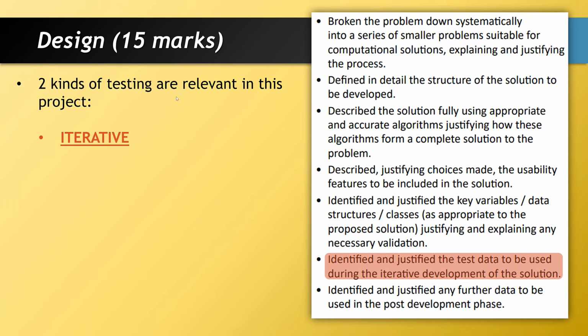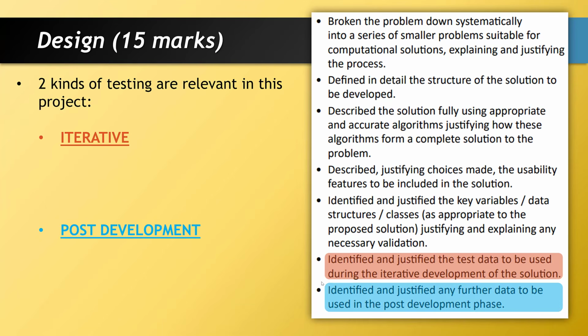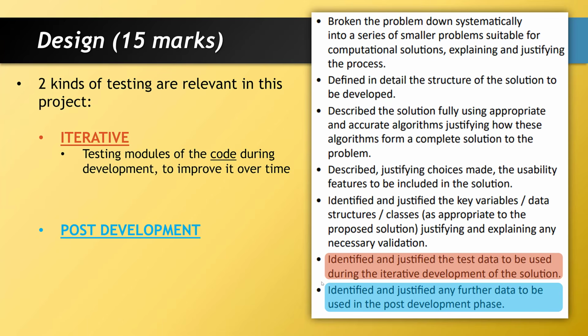So we've got two types of testing. We've got iterative, which is this penultimate bullet point, and we've got what they call post-development, also called terminal in certain cases, which is done after you've finished coding. Okay, and you need to, in design, before you've done any coding, in theory, have mapped out both of these kinds of tests.